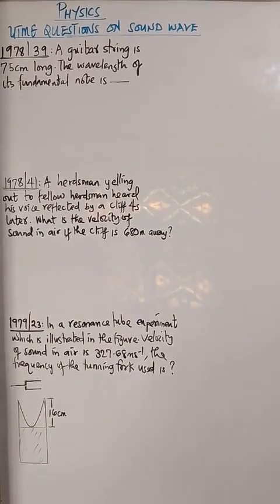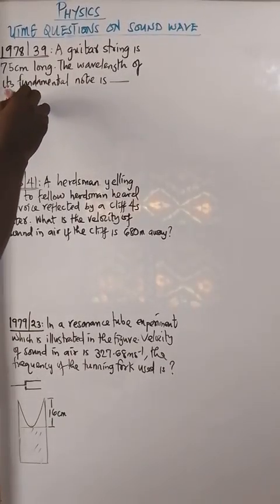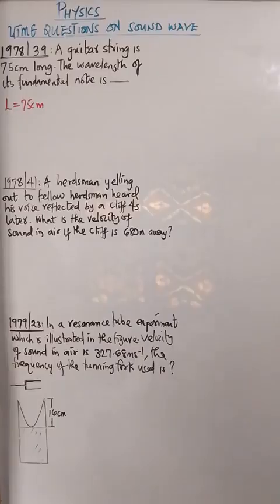The first question: a guitar string is 75 centimeters long. That is the length of the guitar, which is a string instrument. An example is a sonometer. The wavelength of its fundamental note is, we are looking for its wavelength.